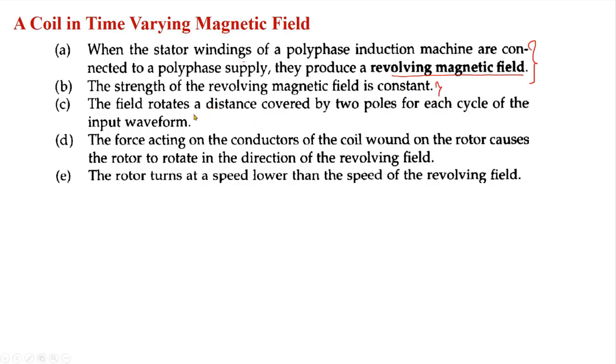I'm just showing you some facts, then we'll analyze these facts. The field rotates a distance covered by two poles for each cycle of the input waveform. The force acting on the conductors of the coil wound on the rotor causes the rotor to rotate in the direction of the revolving field. We'll see all that. So the rotor turns at a speed lower than the speed of the revolving field.